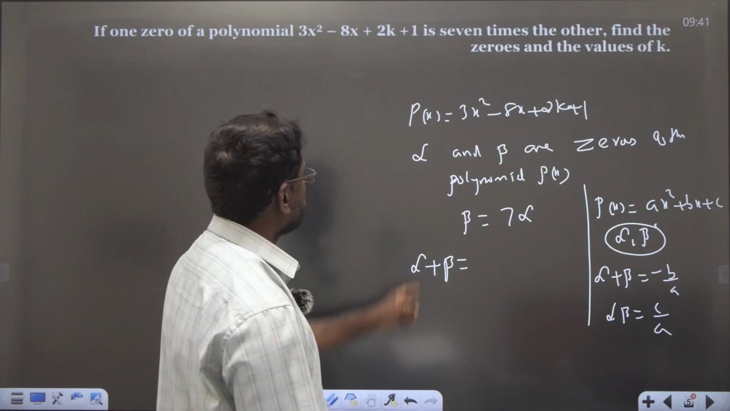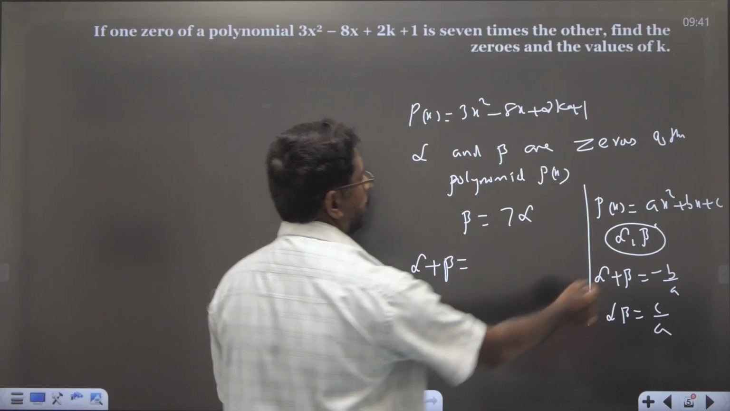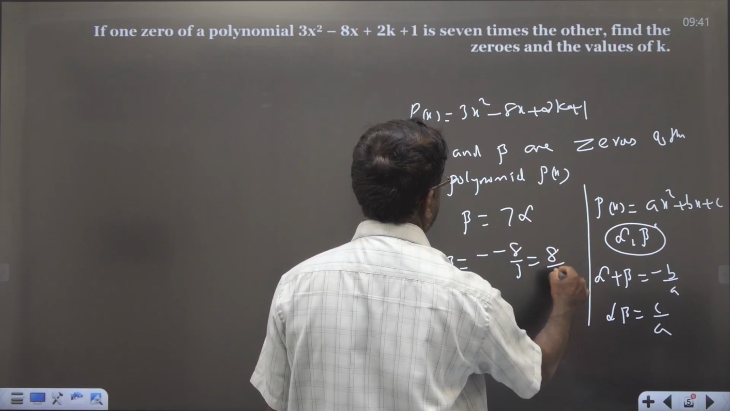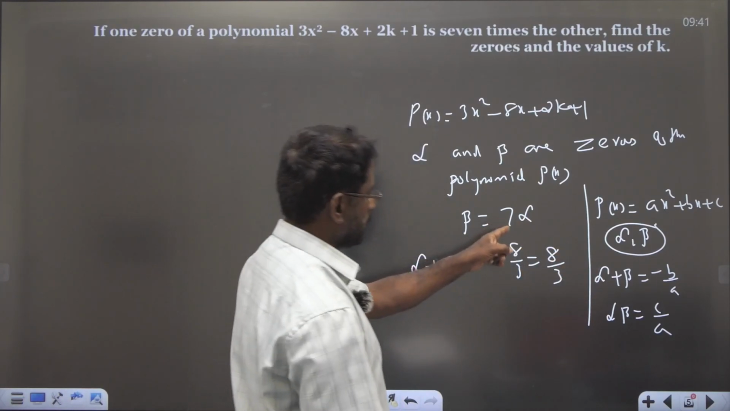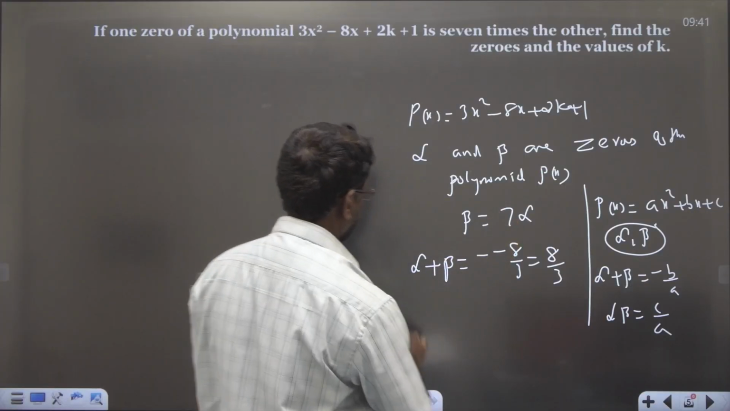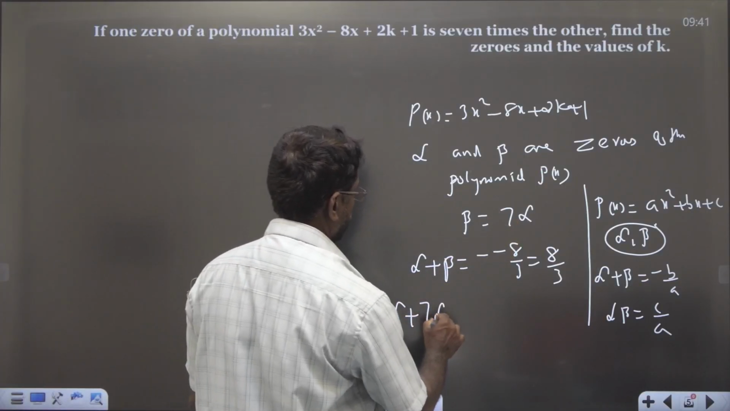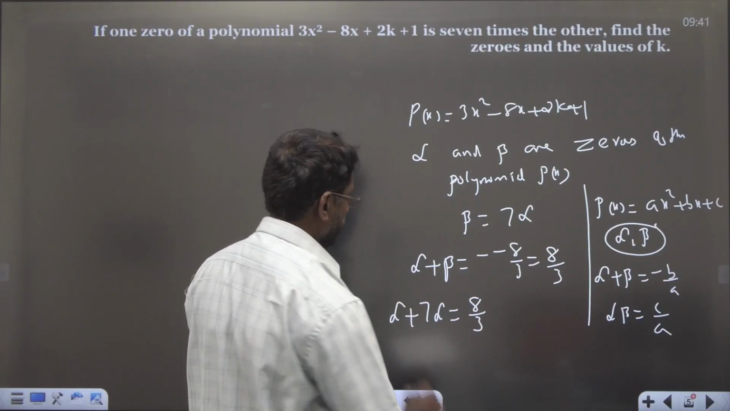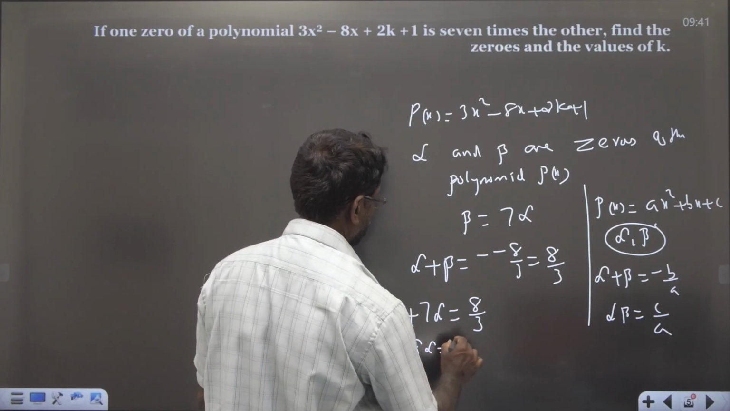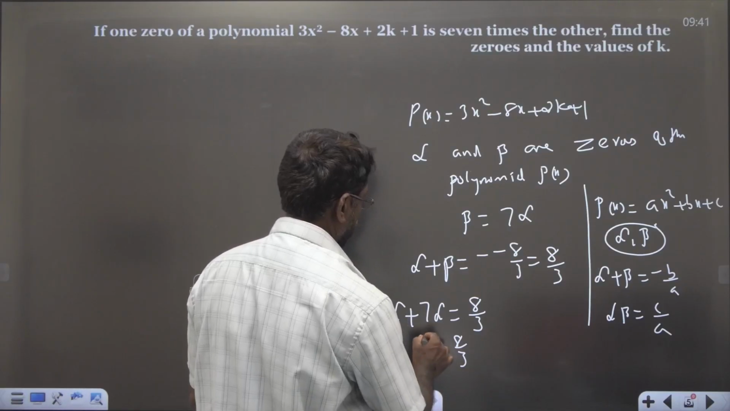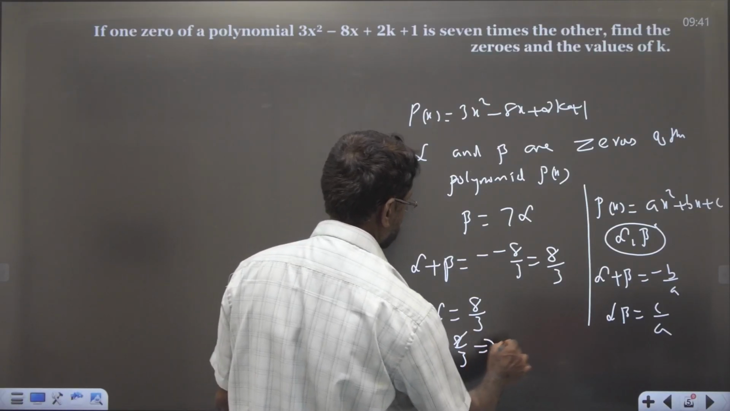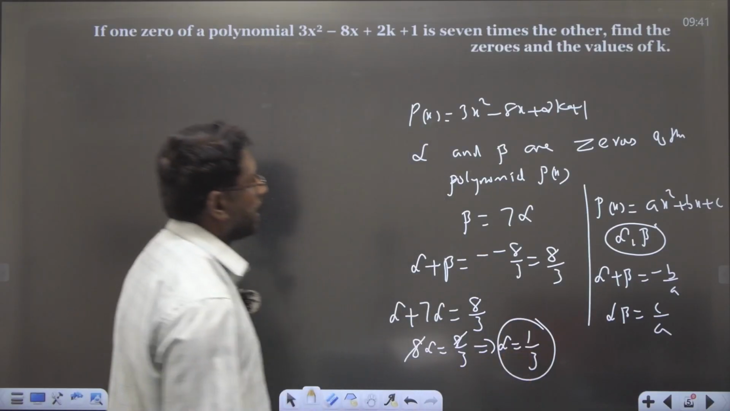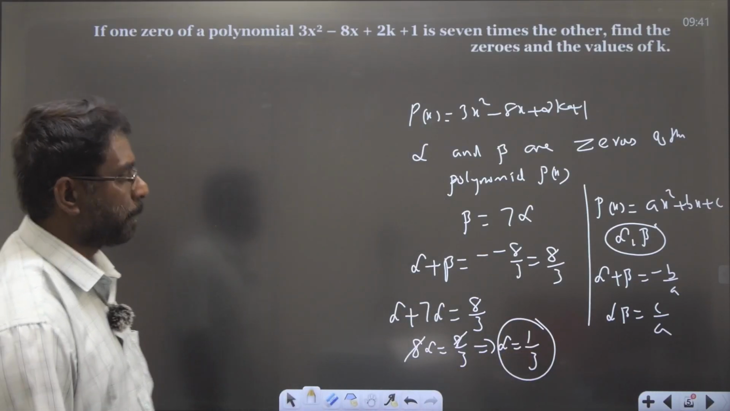So here, what is alpha plus beta? Alpha plus beta is minus of minus 8 by 3, that is 8 by 3. But beta is equal to 7 alpha. Alpha plus 7 alpha is equal to 8 by 3. What is alpha plus 7 alpha? 8 alpha equal to 8 by 3. 8 directly cancels. This implies alpha equal to 1 by 3.